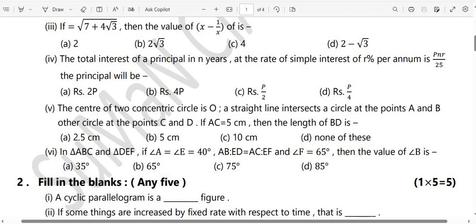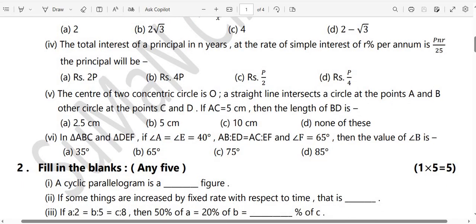Question number 6. In triangle ABC and triangle DEF, if angle A is equal to angle E is equal to 40 degrees, AB by ED is equal to AC by EF, and angle F is equal to 65 degrees, then the value of angle B is. Option A 35 degrees, option B 65 degrees, option C 75 degrees, option D 85 degrees.